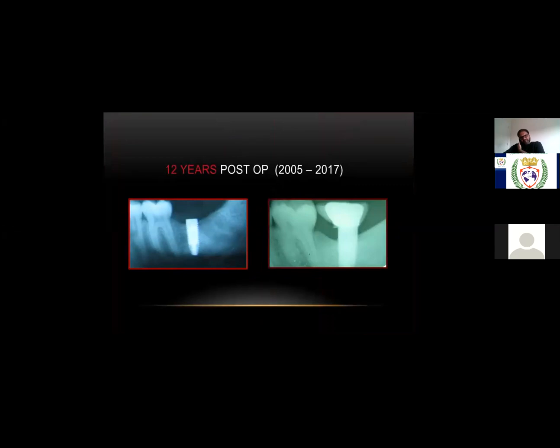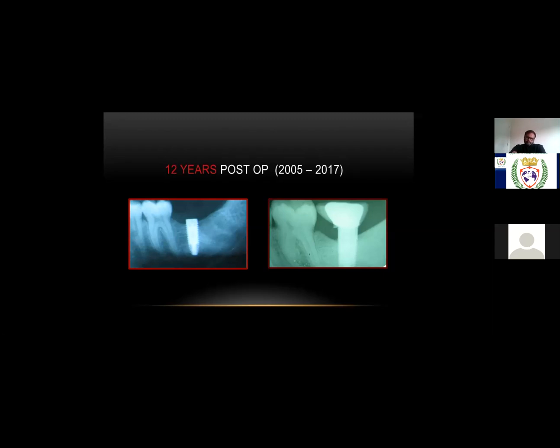The implant was placed in 2005 and this is 12 years post-op. It's 2017. Now it's almost 2020. It's been 15 years for this case, and still it's working. And I think all of you will feel happy to know that this patient is none other than Dr. Abid, who's also a GDP member, who had received an implant for his missing tooth in 2005 from me, and it is still working. It's been 15 years, and you can see a bone loss there after 12 years, which is around 2 to 3 millimeters.